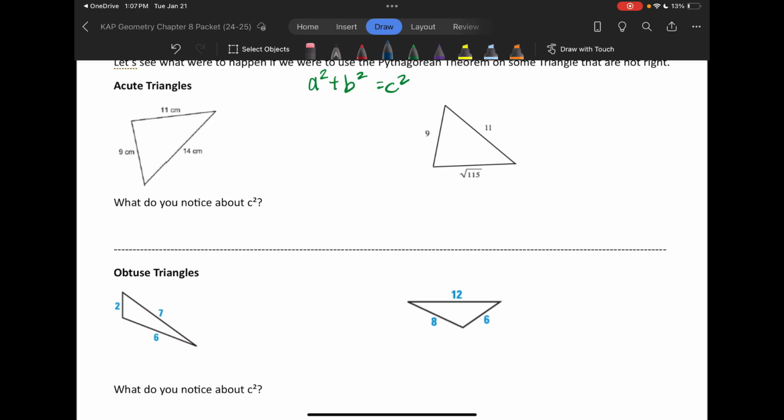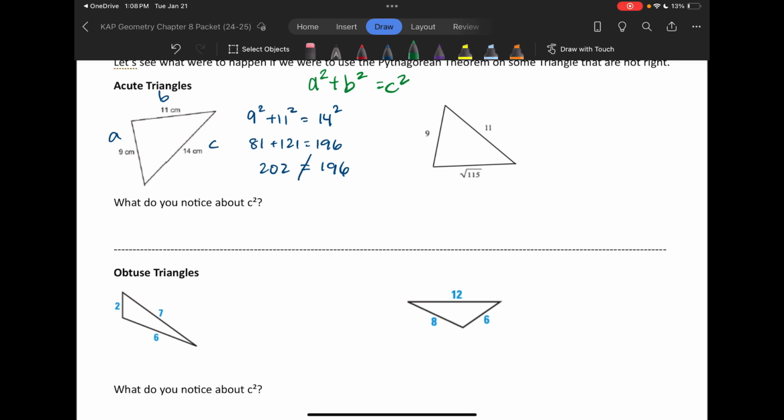So if I take a look at the first triangle, my longest side is going to have to be 14, making a 9 and b 11. So if I do the Pythagorean theorem, we're doing 9 squared plus 11 squared, checking to see, is that equal to 14 squared? Well, 81 plus 121 is 202, and 14 squared is 196. And we're seeing here very clearly that these are not equal.